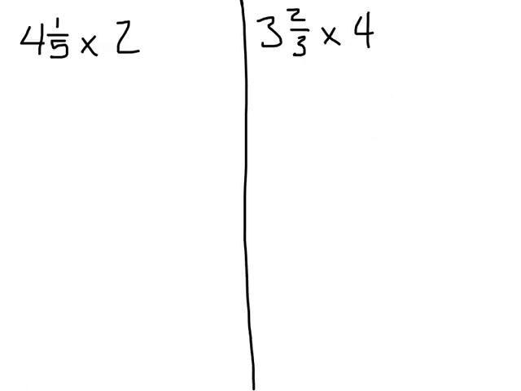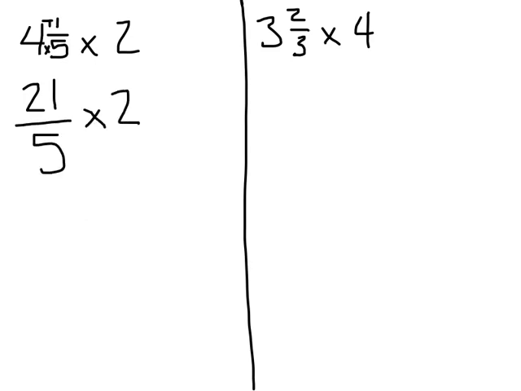Sometimes I need to multiply mixed numbers times whole numbers. Let's do an example together. 4 and 1/5 times 2. The first thing I need to do is change 4 and 1/5 into an improper fraction. What's 4 and 1/5 written as an improper fraction? Well, 4 times 5 is 20, plus 1 more is 21 over 5.